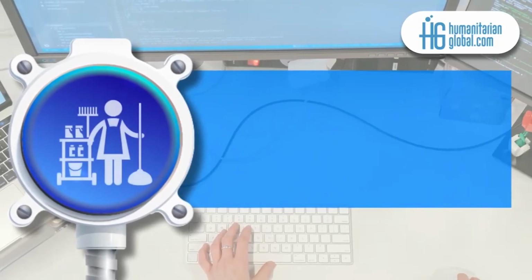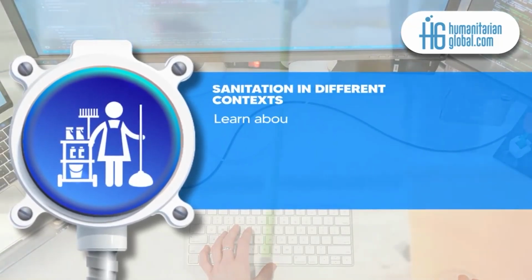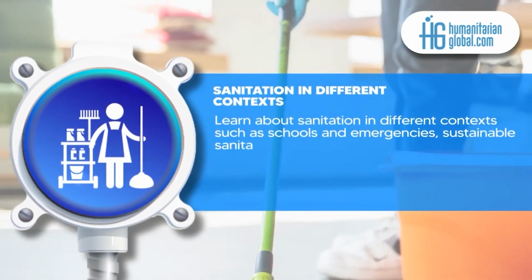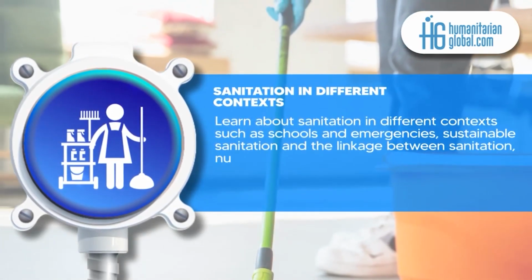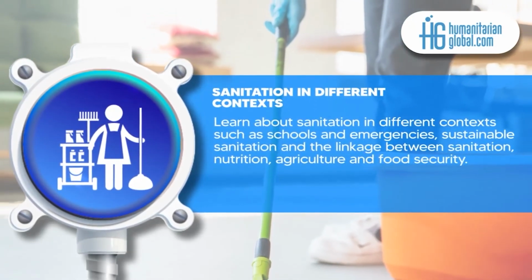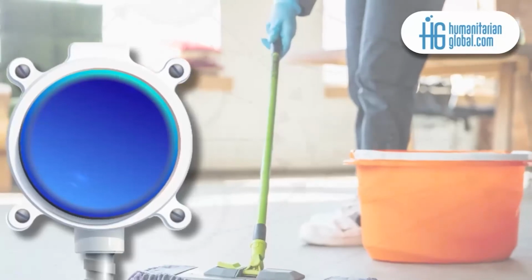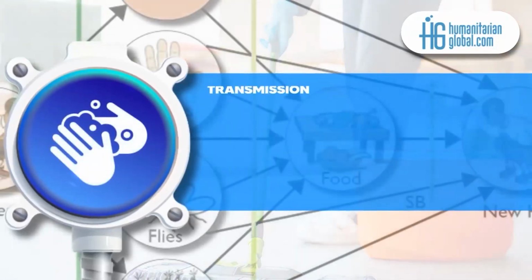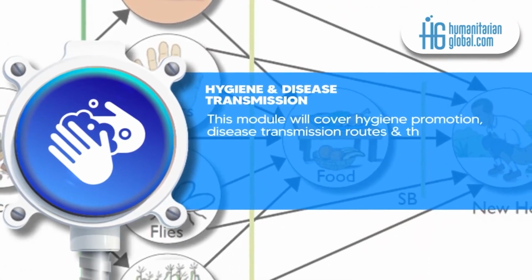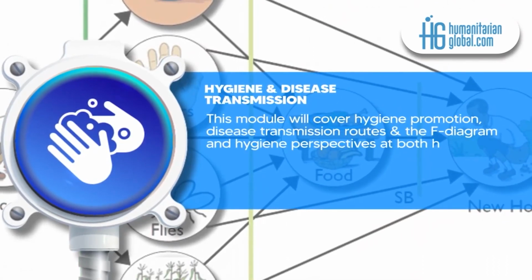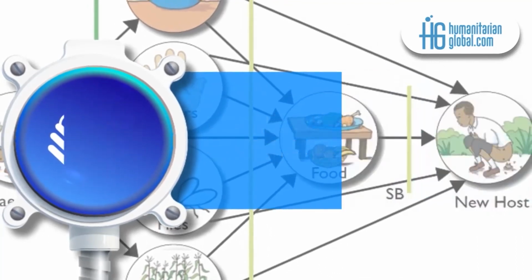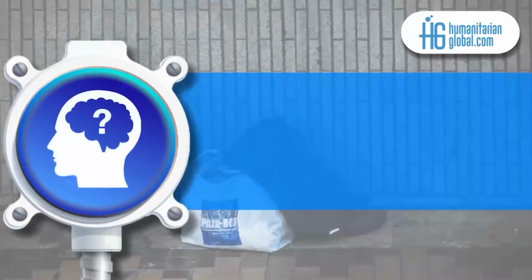The other module is sanitation in different contexts. In the 5th module, you will get to learn about sanitation in different contexts such as schools and emergencies, sustainable sanitation and the linkage between sanitation, nutrition, agriculture and food security. In the next module, you learn more about hygiene and disease transmission. This module will cover hygiene promotion, disease transmission routes and the F-diagram and hygiene perspectives at both household and community levels. Also, you learn about hygiene behavior change.